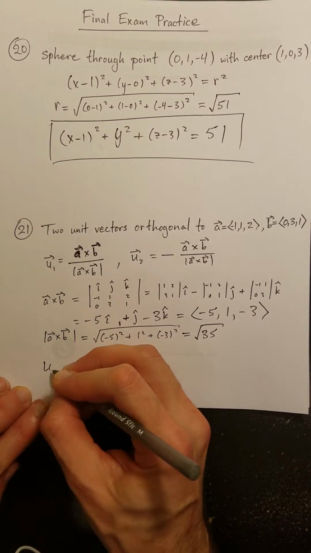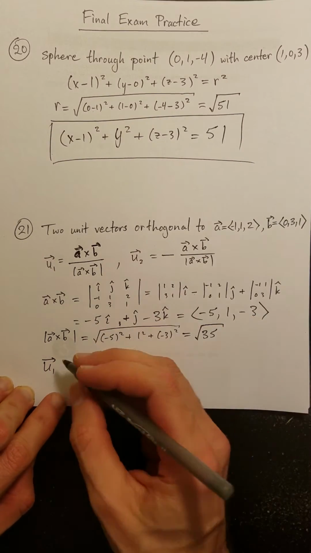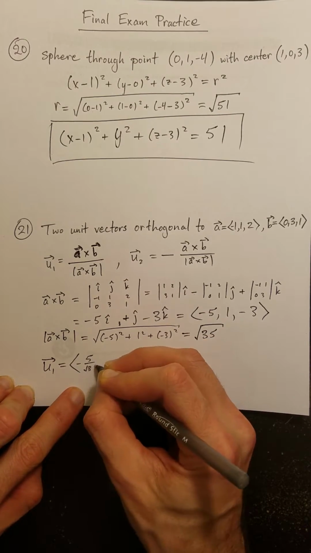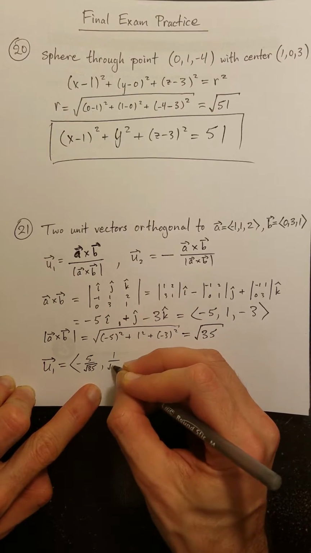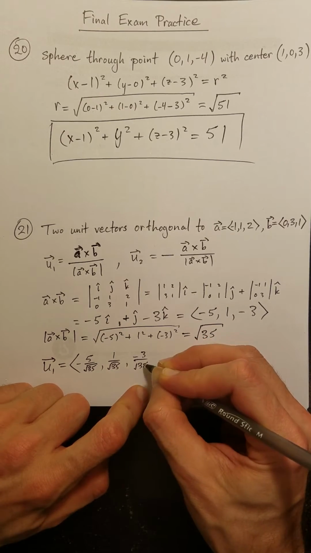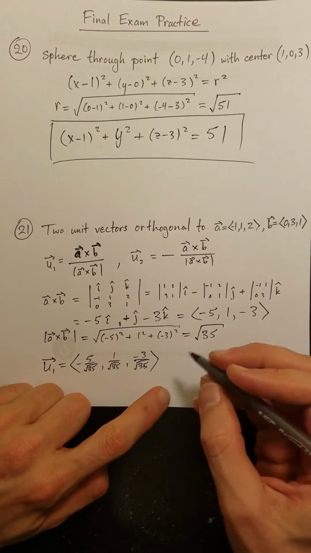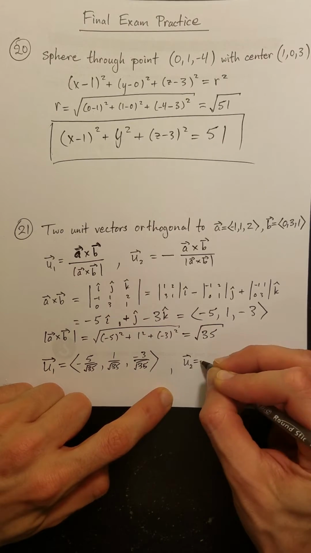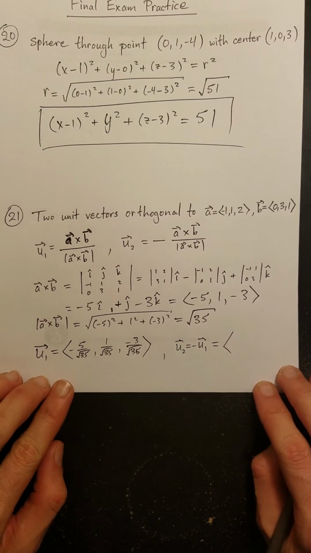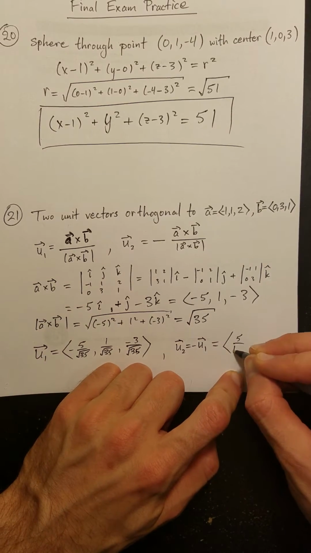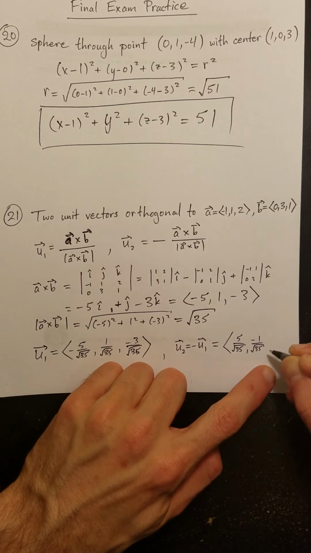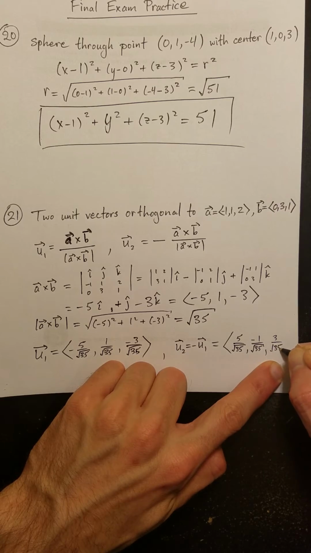All right, so our two unit vectors that are orthogonal to both the vectors a and b. The first one is going to be minus 5 divided by the square root of 35, comma 1 divided by the square root of 35, comma minus 3 divided by the square root of 35. All right, and that's the first one, and then the second one is just the negative of the first one, so this is going to be exactly the same components, just all with the opposite sign. So I have 5 divided by square root of 35, minus 1 divided by square root of 35, and 3 divided by square root of 35.